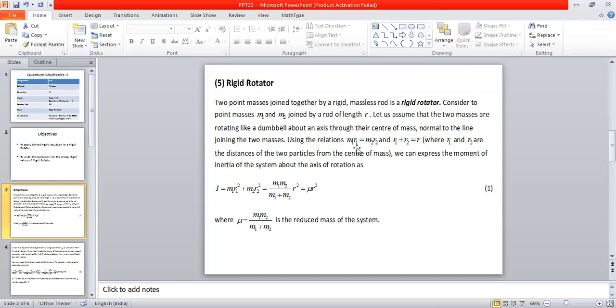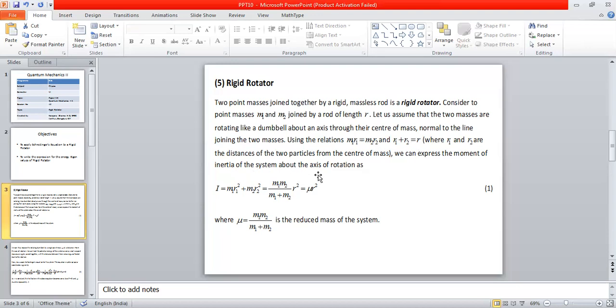Also, with respect to the common center of mass, we can write this particular condition. The product of mass and distance of the particles must be the same. That is, m1 r1 must be equal to m2 r2 about the common center of mass. Using these two expressions, it is possible to find the moment of inertia of the system.